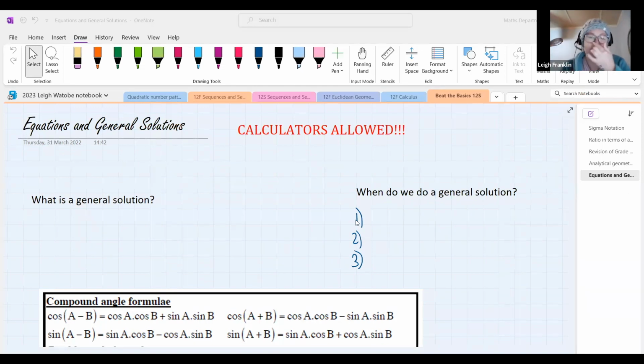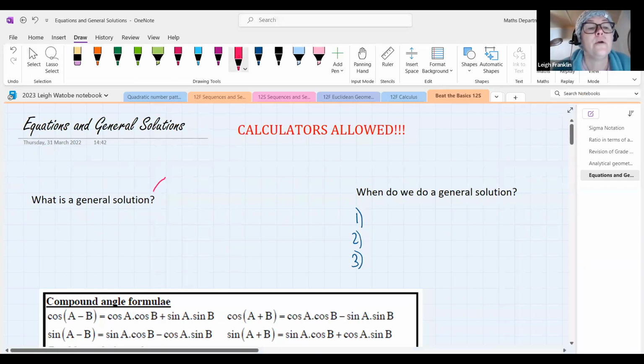Okay, so a reference angle. A reference angle is part of it. The general solution is not the reference angle, but we use a reference angle, sure. So it involves a reference angle. What else does it involve?